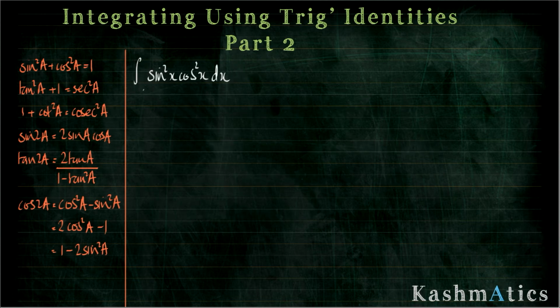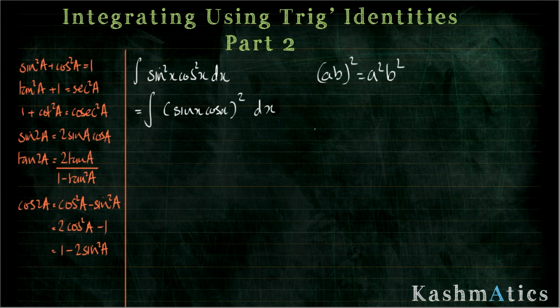This next example, you might be able to see where you're going with this, you might not, but just try something. Some people might try to rewrite the sine squared as 1 minus cos squared, or the cos squared as 1 minus sine squared, but that might get you down a dead end. So what I'm going to do instead is rewrite this as sine x cos x squared dx. So just using my indices rules, (ab) squared equals a squared b squared. So basically that's what I'm using. That's what I end up with.